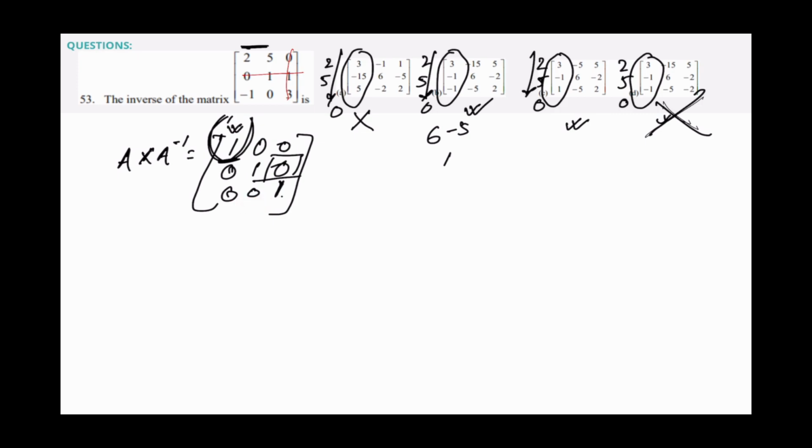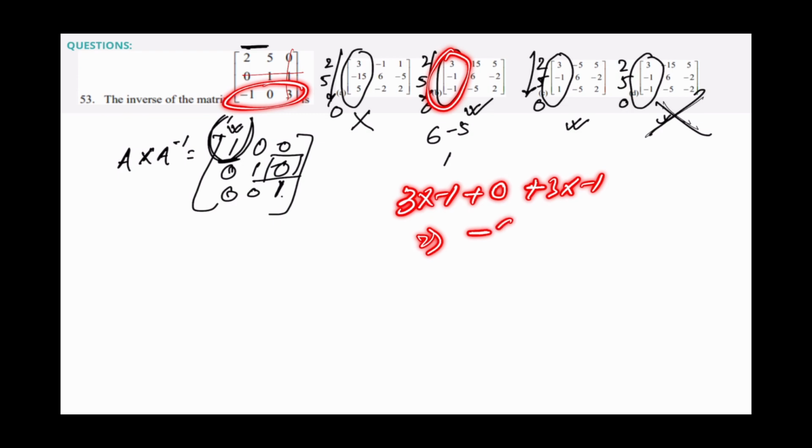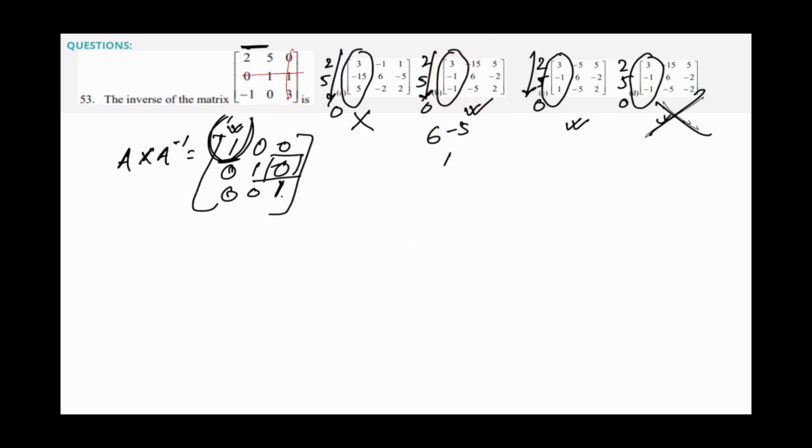Let's say for this one, which one is making 0, this one. So we'll take the last row and this middle column. The values are the same, minus 15, 6, minus 5. Since the values are the same, this is also the same. The last one, the values are a bit different here. So we'll try to figure out for this one 0. We'll take this one and the first one: 3 into minus 1 plus 0 plus 3 into minus 1. You'll be getting minus 3, minus 6, so this one is wrong.